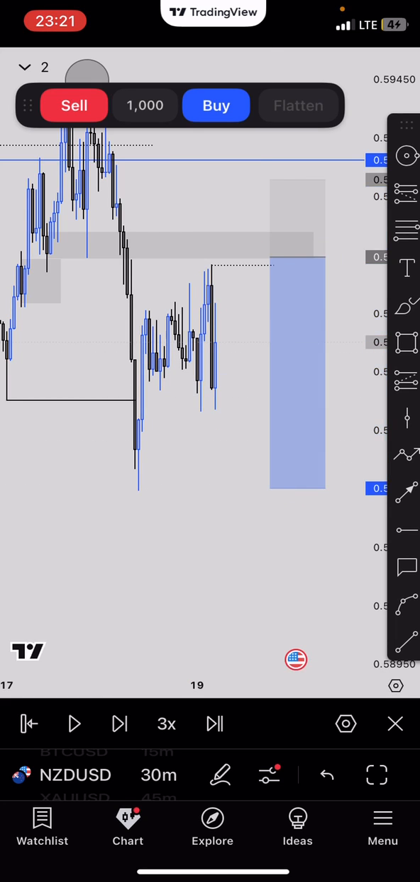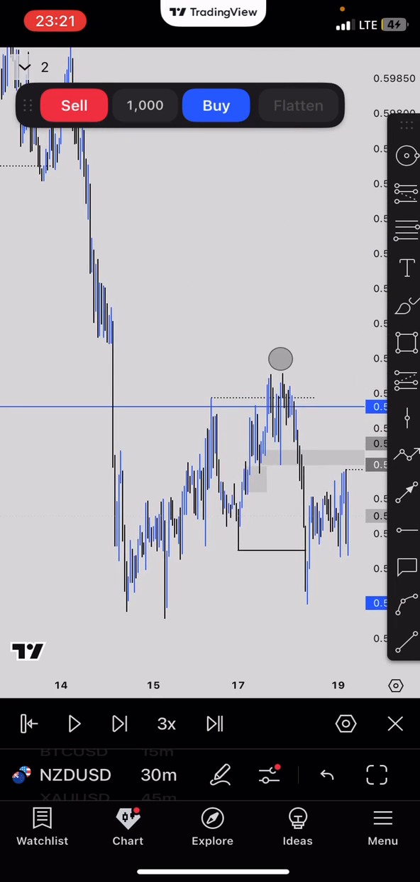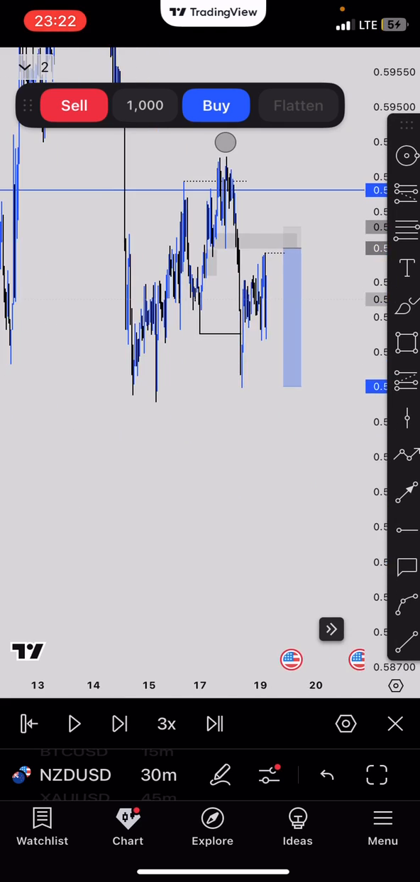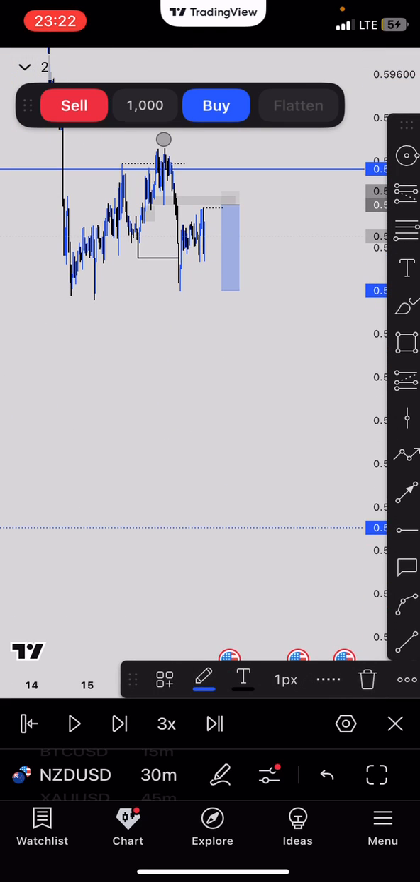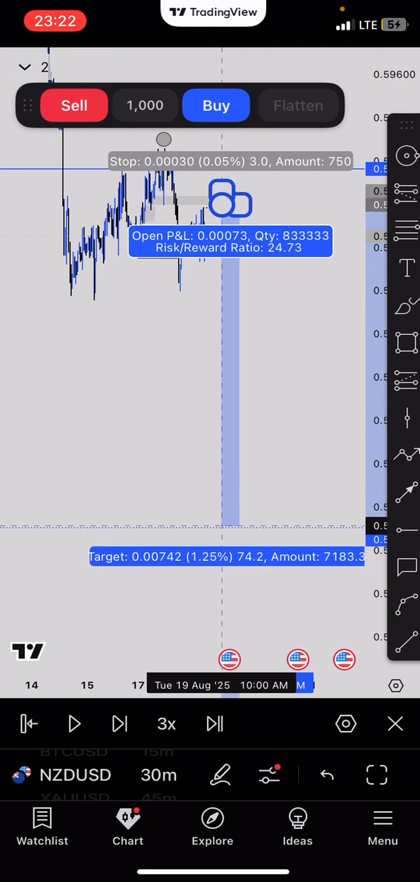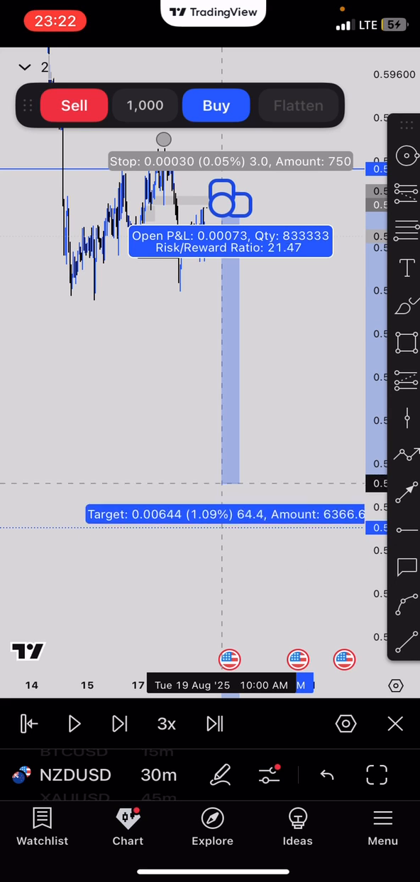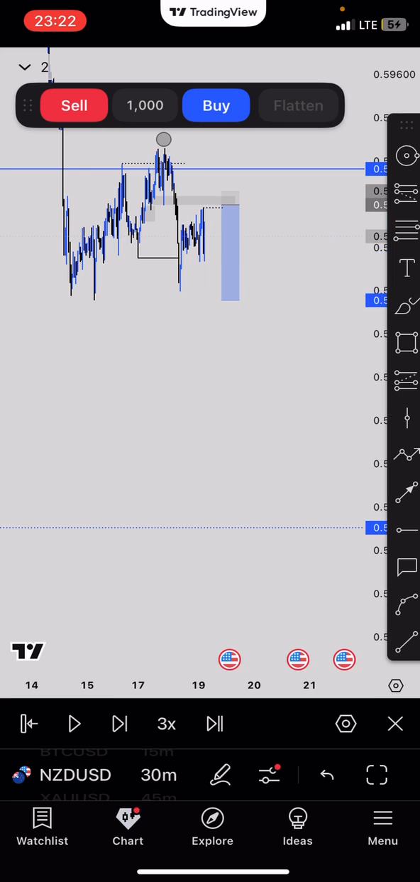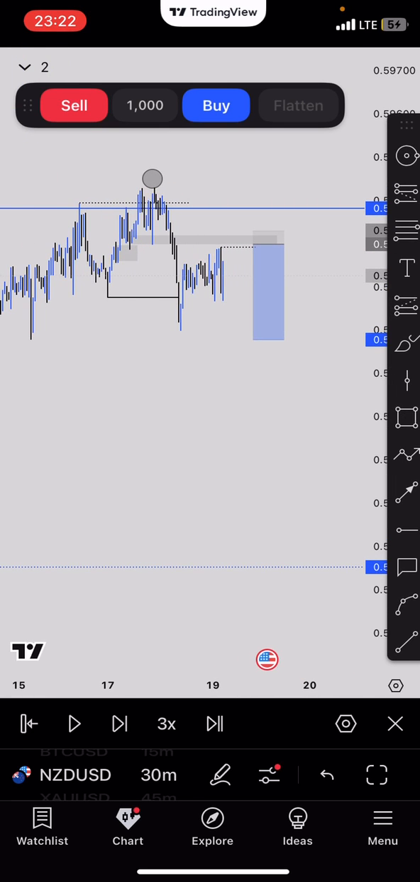Either I target this low, or since I know that high, that on daily, I told you guys that this was going to be the target, I could swing it to this low, but honestly I will not do this because that's very unrealistic for me. Instead I'll just target this low here. That's a very nice 1:7.